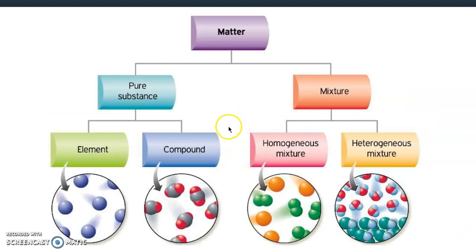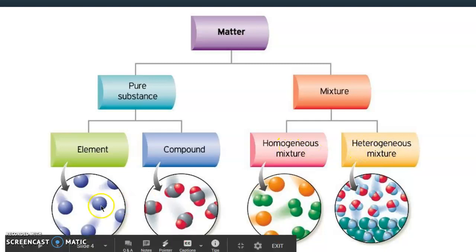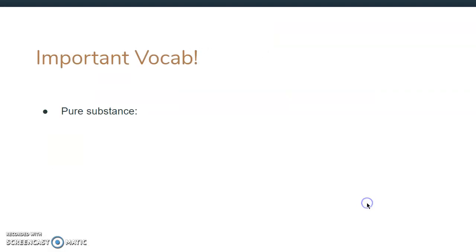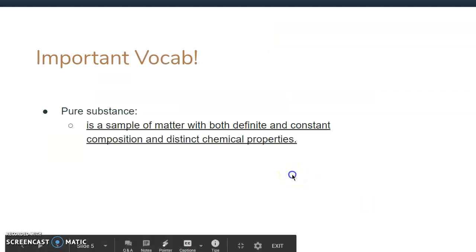So here is a really good picture of how everything is organized. We have matter at the top, and then the two main kinds of matter are pure substances and mixtures. And then those both can be broken down farther, into elements and compounds, and then homogeneous mixtures and heterogeneous mixtures. And we even have some cool pictures of some molecules to show the differences in each of them. So we'll get into each one. We'll start with a pure substance.